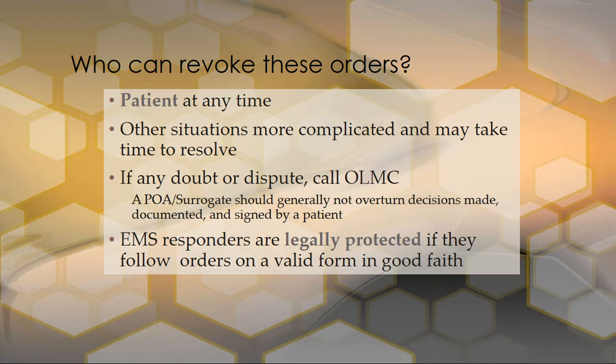So, a power of attorney or surrogate could very well argue that a patient who wanted full treatment before has now deteriorated to the point where he or she would only want selective or comfort measures. That change in status can usually be quickly approved by the online medical control physician. However, if a POA or healthcare surrogate wants to overturn a comfort care order and escalate to full treatment, that decision must be carefully reviewed with online medical control. A power of attorney or healthcare surrogate is supposed to act according to the patient's wishes and not their own.